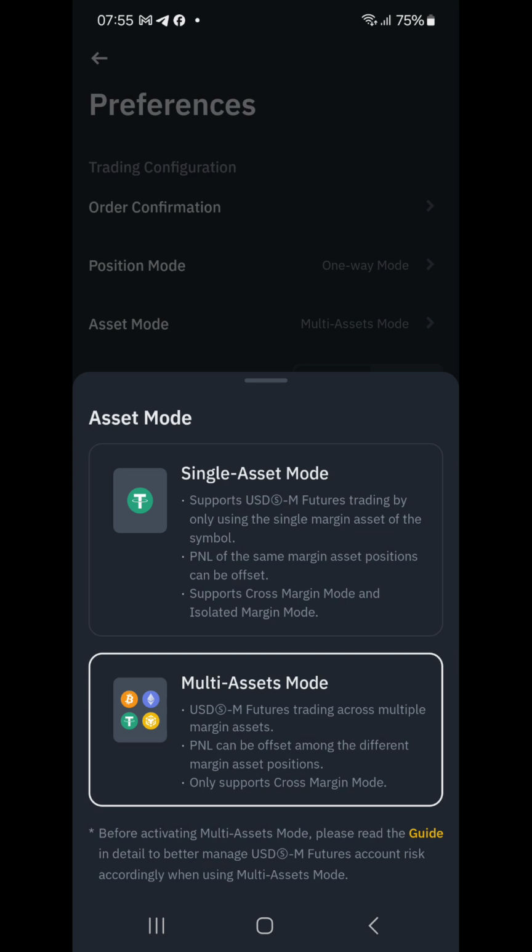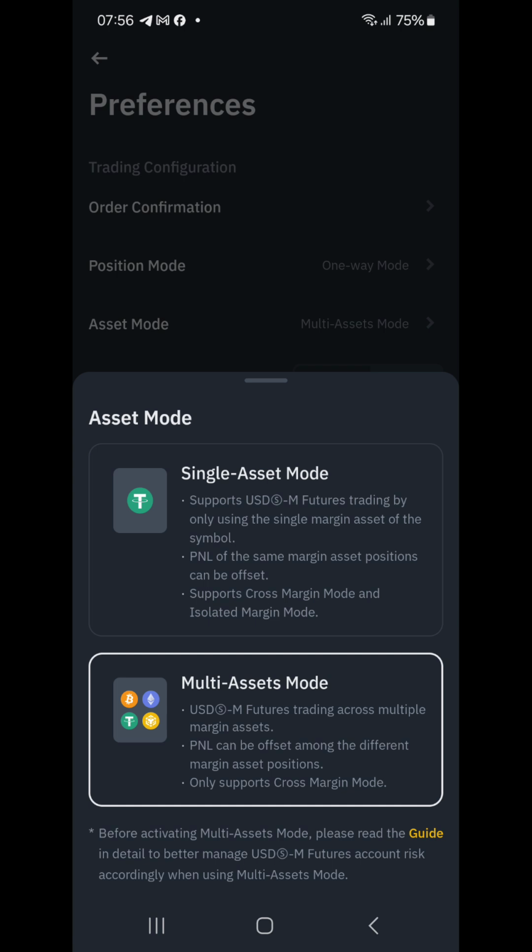Let me give you an example. For instance, if you are trading BTC/USDT, right, only USDT in your futures wallet can be used as collateral. You understand? So if you are using BTC/USDT, only USDT in your futures wallet can be used as collateral. We have already touched on what a collateral is. If you don't understand, check in this playlist and then watch what it means.